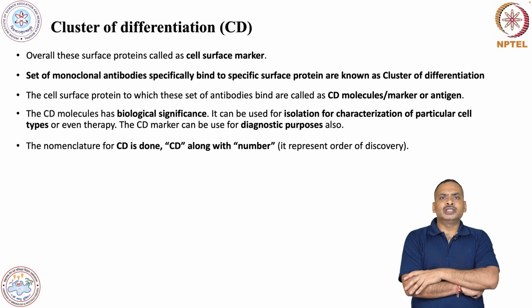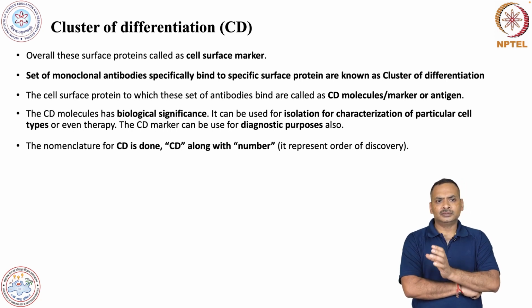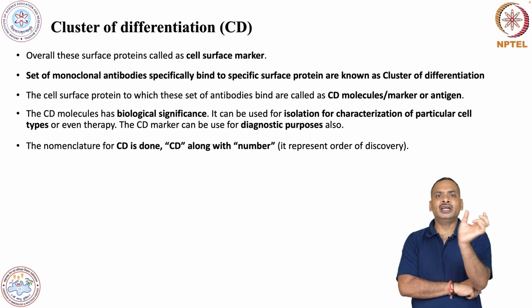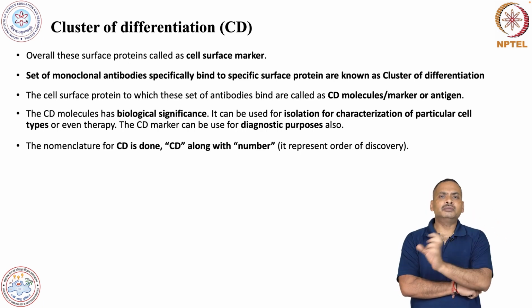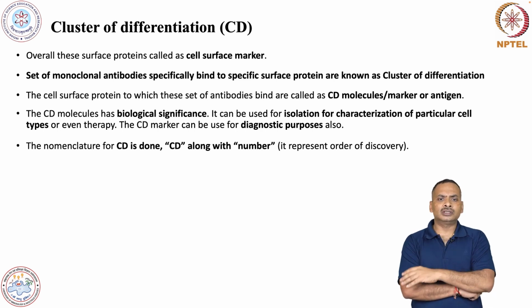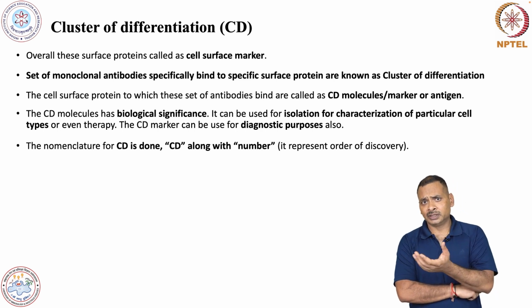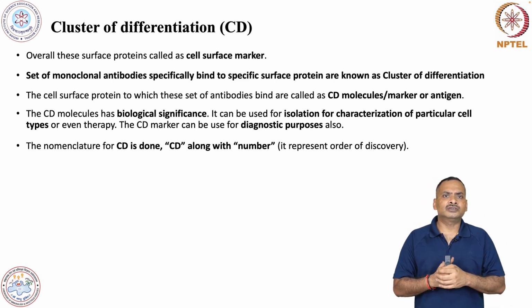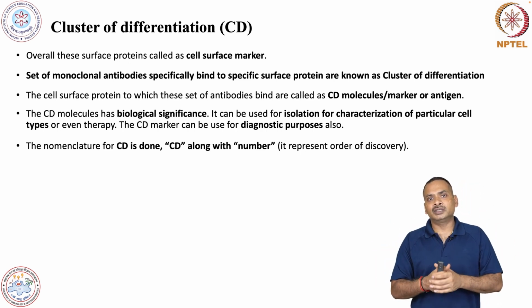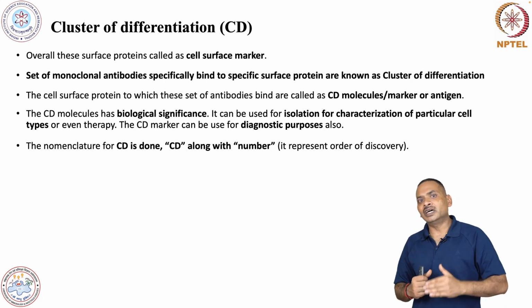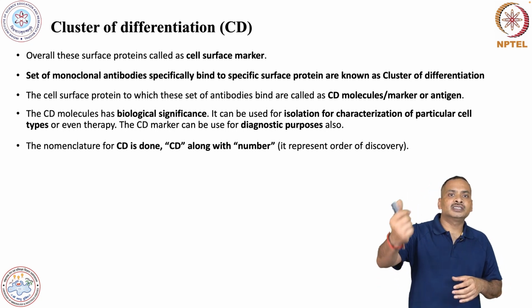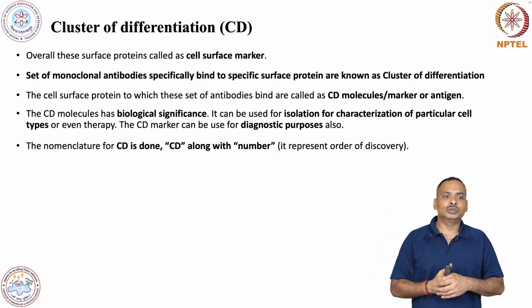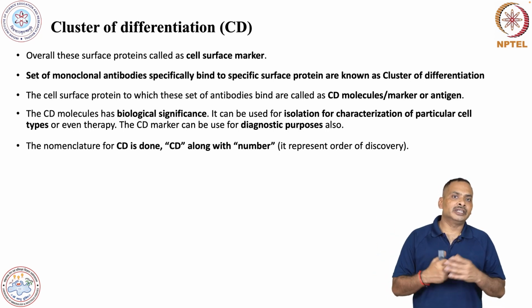The CD molecule naming is done with CD along with a number, and the number is based on the order of discovery, okay. So for example, in B cells or T cells, some molecule was discovered, so that received the first number, and later on people found that in T cells there are further different kinds of T cells, so they receive another or higher number. So the CD molecule naming is like that.